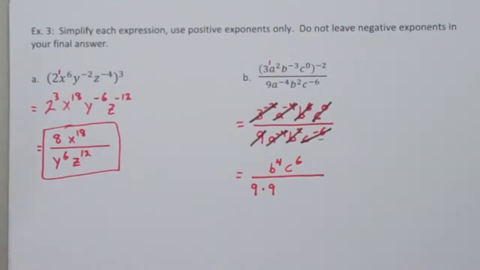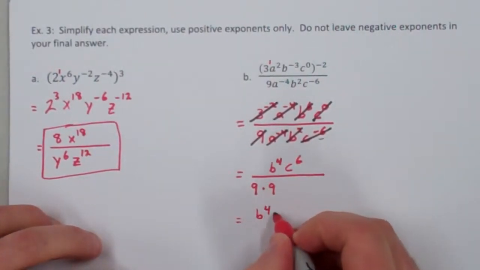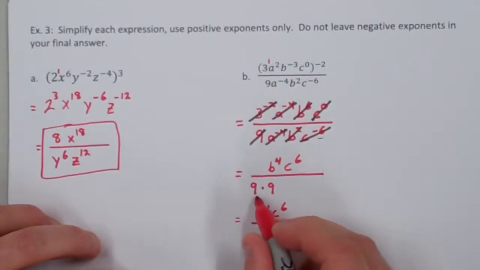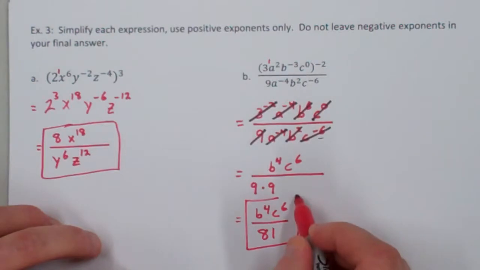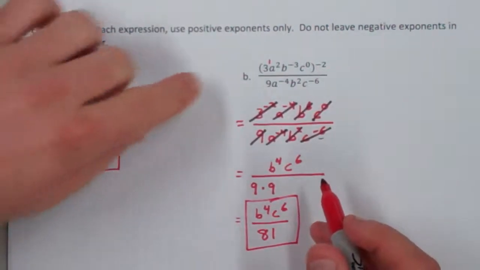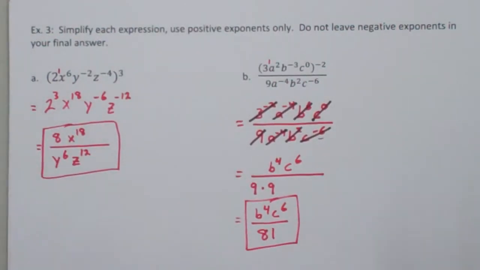We need to clean up this answer just a little bit. Yes, the negative exponents are gone, which is great, but then 9 times 9 in the bottom, that's 81. And there's your final answer. This original expression, fully simplified, is b to the 4th, c to the 6th, all over 81.